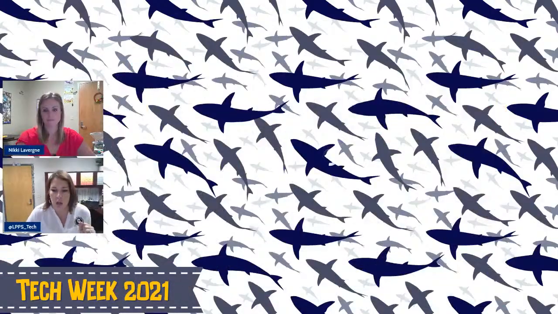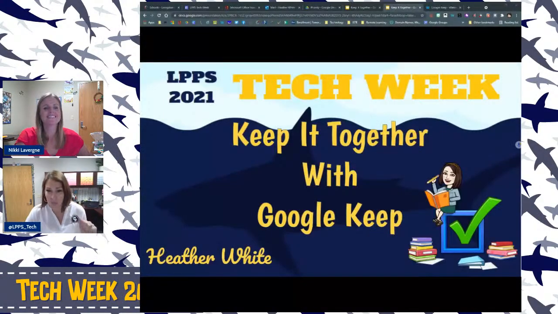But it's another one of those things where you just kind of forget that it's there, and I don't know how I forget that it's there, because that icon is literally in every Google application that you go to. It's easy to get to, and that's what we're going to take a look at today. So we're going to keep it together with Google Keep.